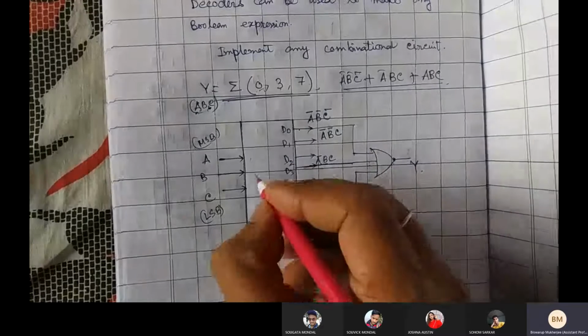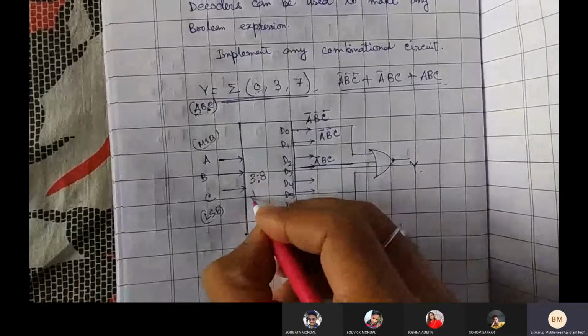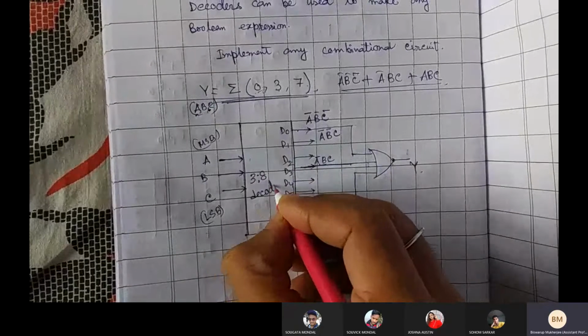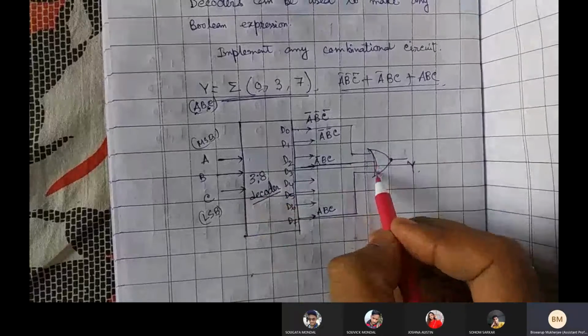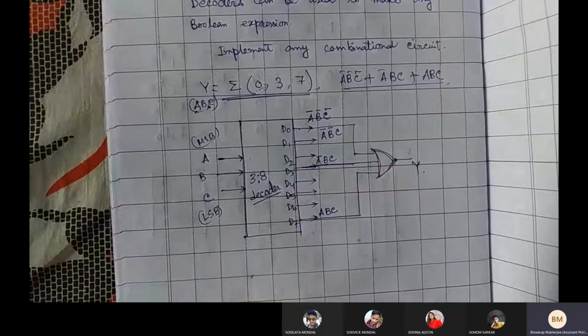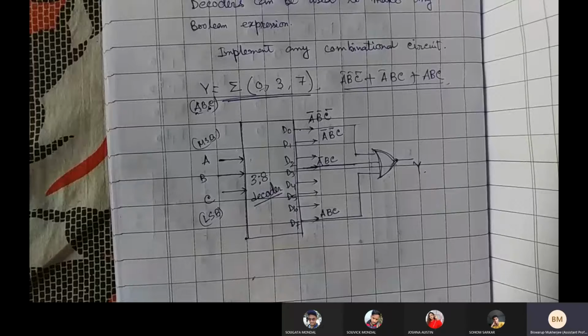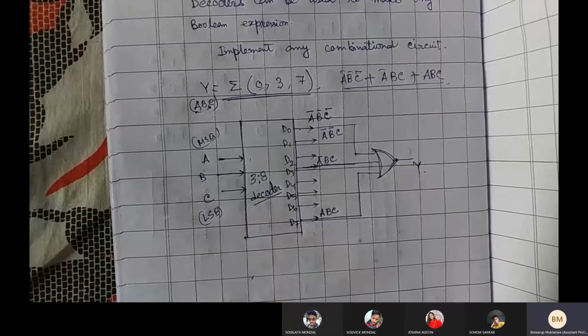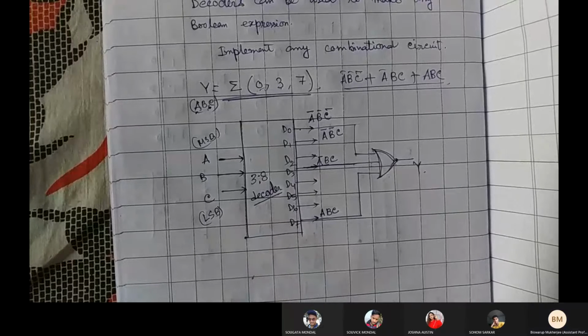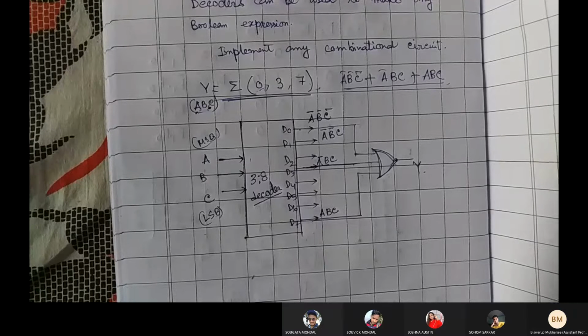So from a 3:8 decoder and one simple OR gate, by using one OR gate, we can make any Boolean function. We can use any Boolean function. Okay, am I clear on this one? Yes, sir. Is that clear to everybody? Yes, sir. Okay, fine.